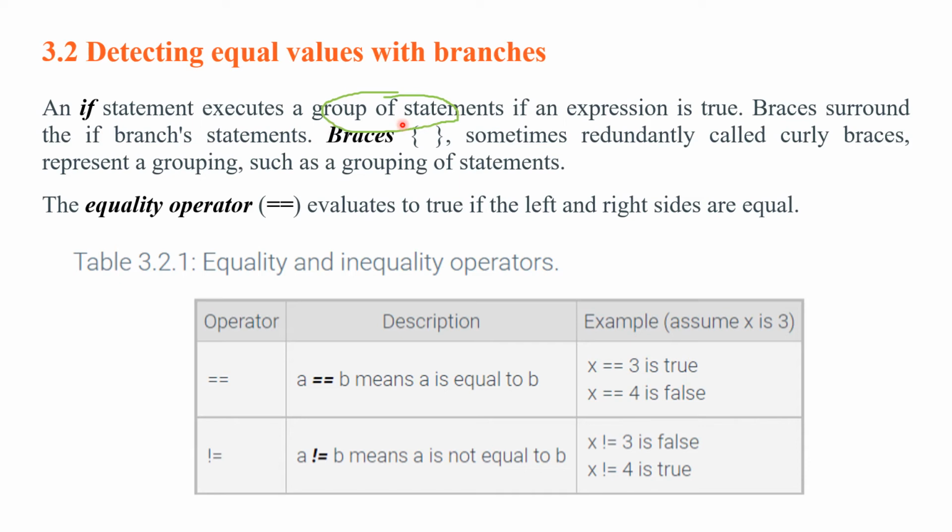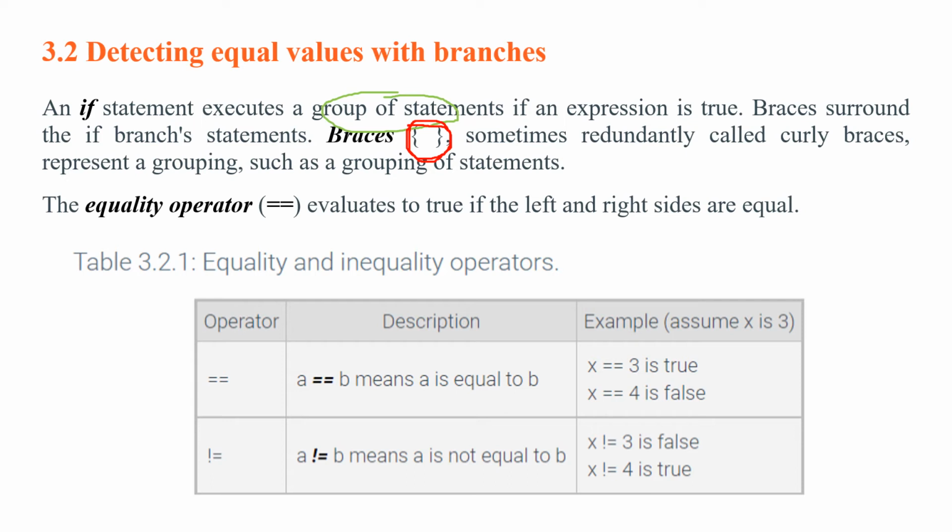So a group of statements is also called a block, and if the condition given beside the if is true, then the block of statements is executed. The block of statements is usually given in braces in the program. So let's go to one of the operators of branches.